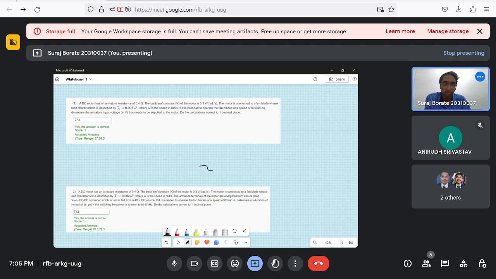What about Ia into Ra? How will we get Ia? We will get Ia by 0.02 omega square divided by K. K is given as, what is the value of K? 0.5 this time, right? Into Ra. What is the value of Ra? K is 0.5, Ra is also 0.5.